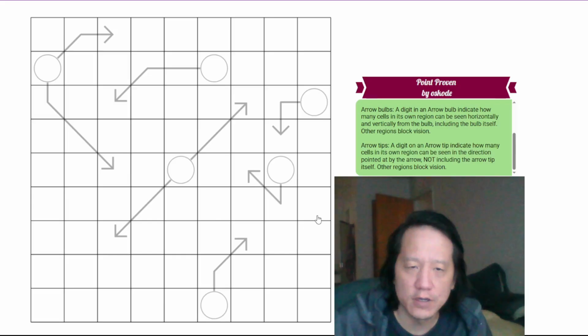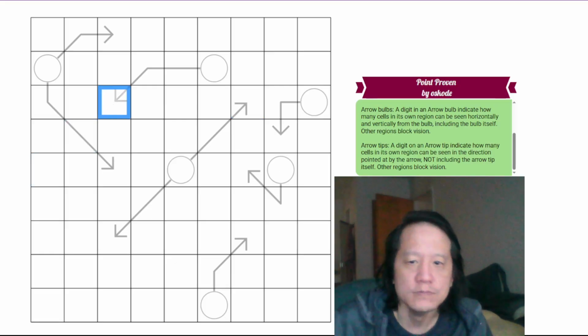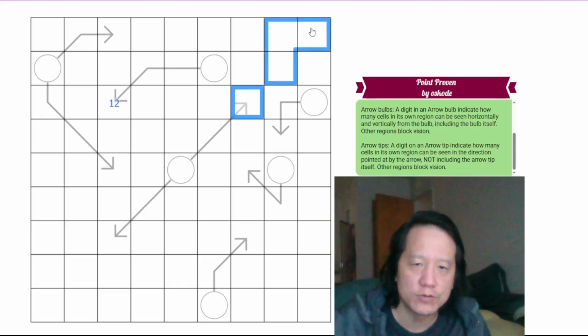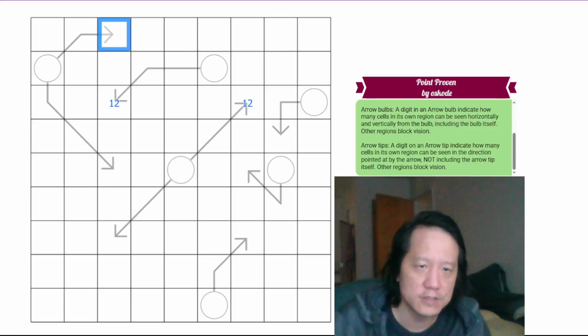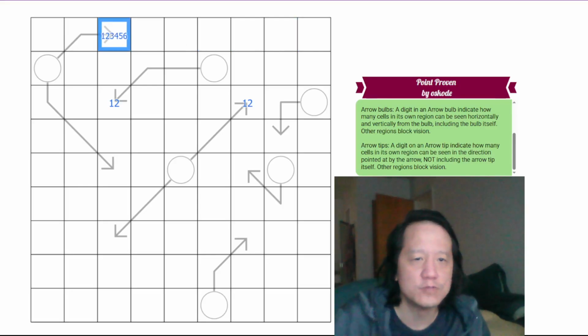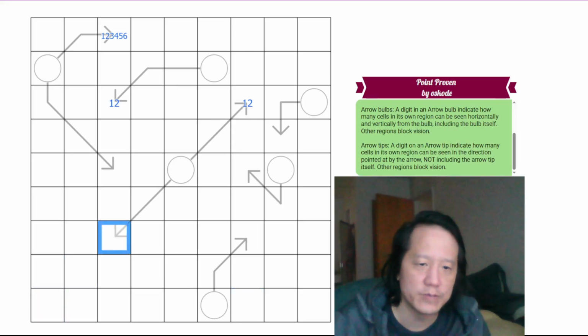Let's go. Okay, let's start with the arrow points and figure out what they can be. This can point to 1 or 2 at most. This can also only point to 1 or 2 at most. This could be pointing to 1, 2, 3, 4, 5, or 6, so this is 1 through 6. This could be pointing to 1, 2, 3, 4. This can only be pointing to 1 or 2 at most also.